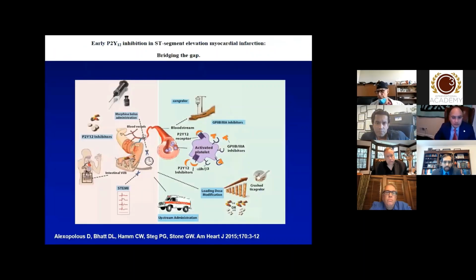And another problem with the oral P2Y12 inhibitors is that a lot of stuff can happen between the time it goes into the mouth and it gets absorbed into the bloodstream.